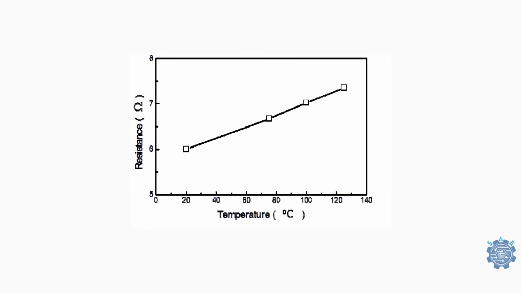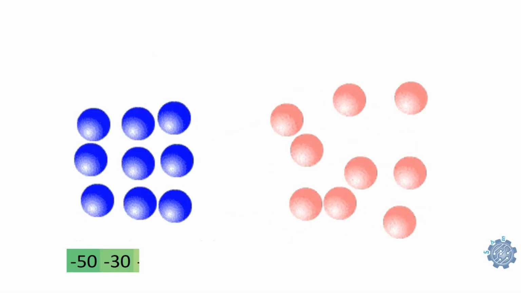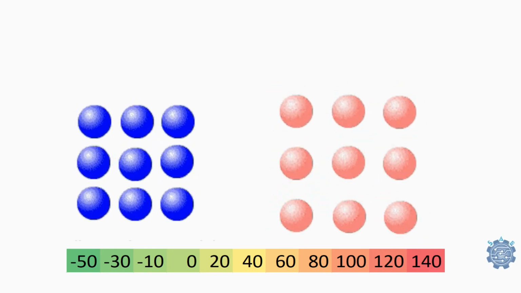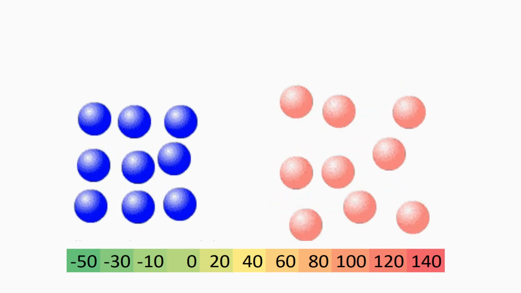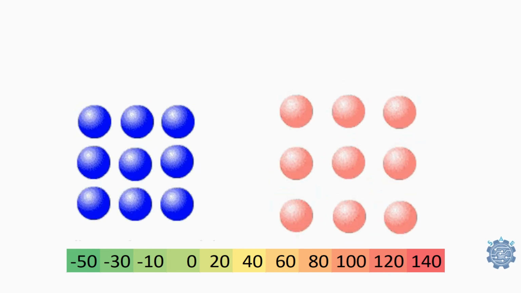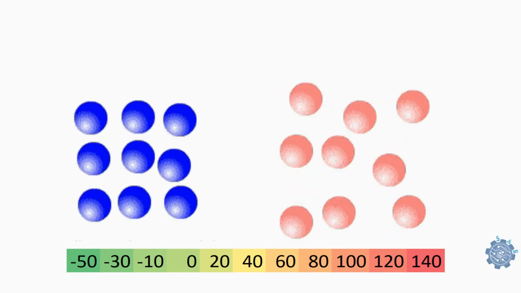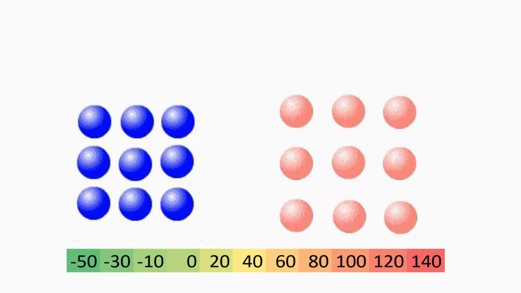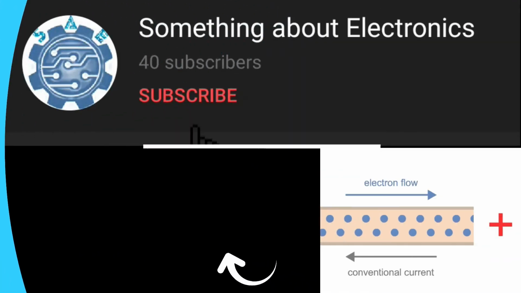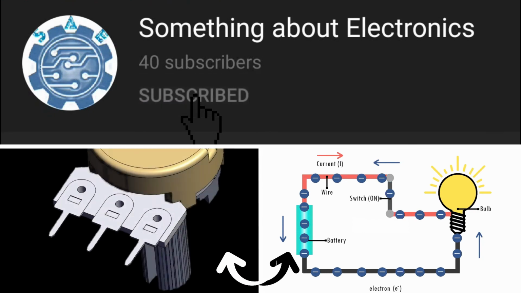Generally, the electrical resistance increases with temperature. The hotter the material is, the more the material's atoms and molecules bounce in its structure, and it will be harder for the electrons to pass through the material. This is only something about resistors, and you'll surely find out more in the next videos.